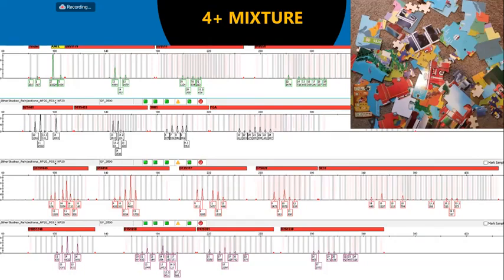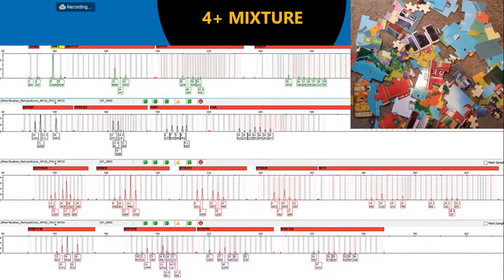This is an example of a 4-person mixture. Same thing. You're starting to see a lot of peaks here. And you're going to start to see some that are really low, some places where you might be missing information. So 4-person mixtures, it gets a little bit harder.